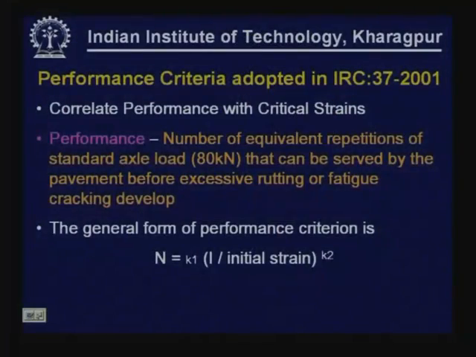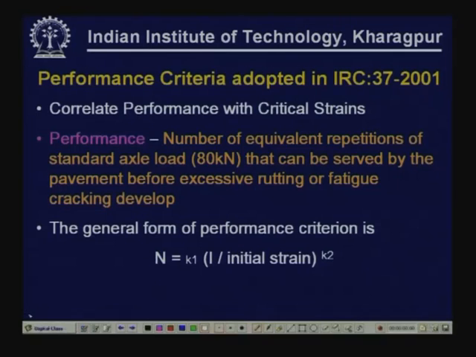Performance is nothing but the number of equivalent repetitions of standard axle load that can be served by the pavement before excessive rutting or fatigue cracking develops. So, performance is explained in terms of the number of repetitions that the pavement can serve satisfactorily without excessive rutting or fatigue cracking developing. The general form of performance criterion is given as N, the number of repetitions that will be served by the pavement satisfactorily, as a function of initial strain. This may be initial tensile strain in the bituminous bound layer or initial vertical strain on top of subgrade. So, this is inversely related as per this general relationship. What we need to have are the correlation coefficient constants K1 and K2.